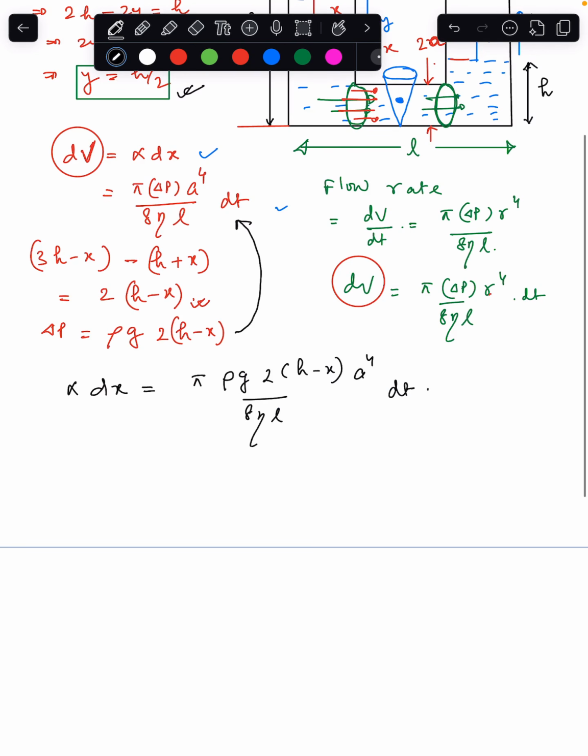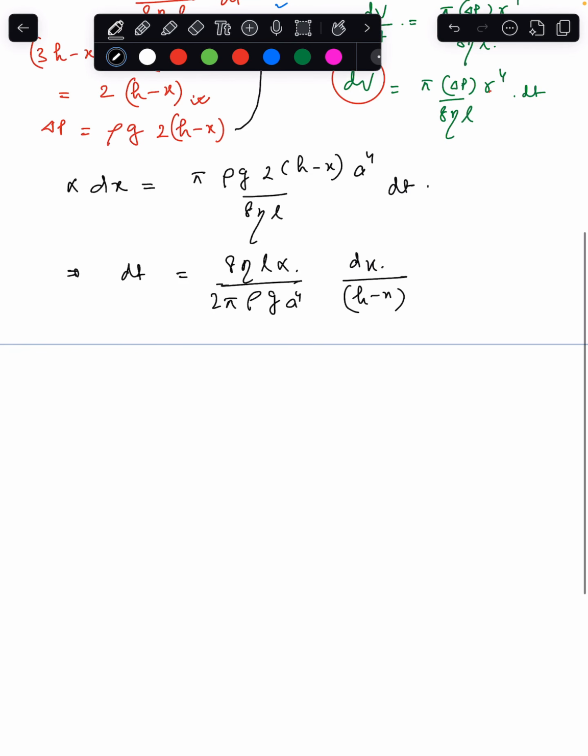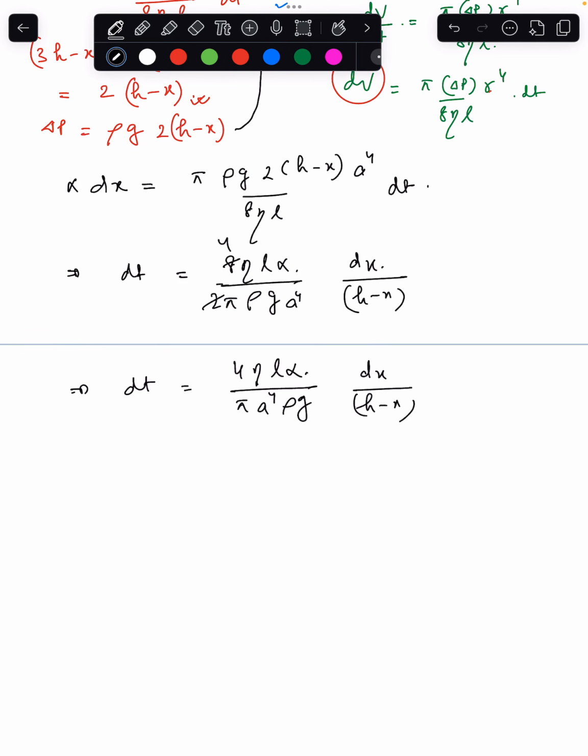If you see the value of dt over here, I can replace the dt. So dt will be equal to how much? It will become 8 eta into L into alpha divided by 2 pi rho into g a to the power 4, and it will become dx by h minus x. So now this 2 is cancelled with 4. So how much is dt becoming here? dt is equal to 4 eta L into alpha divided by pi a to the power 4 rho into g, dx by h minus x.